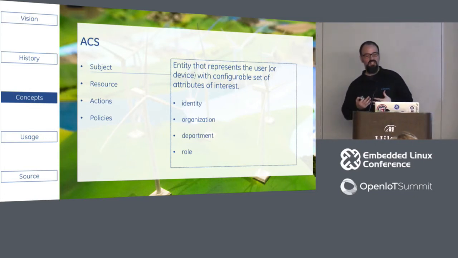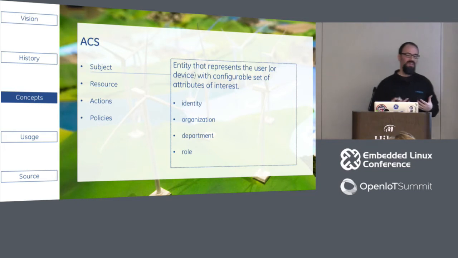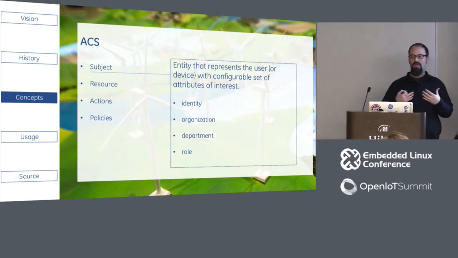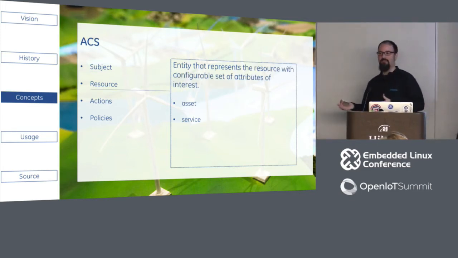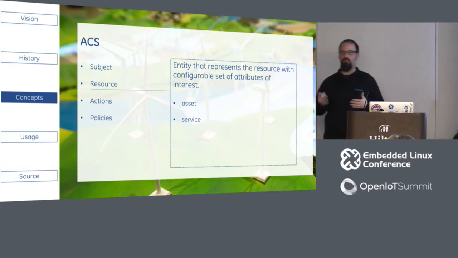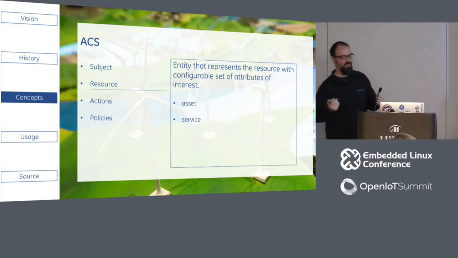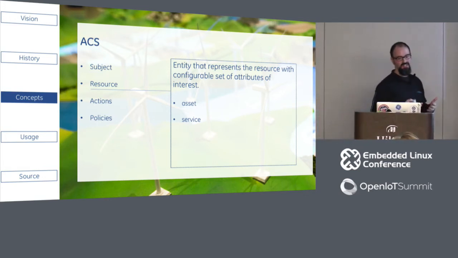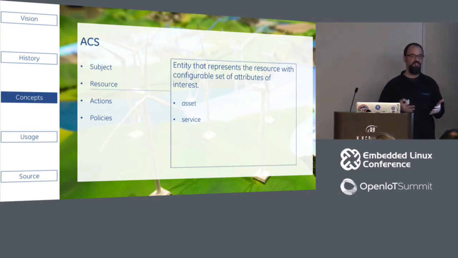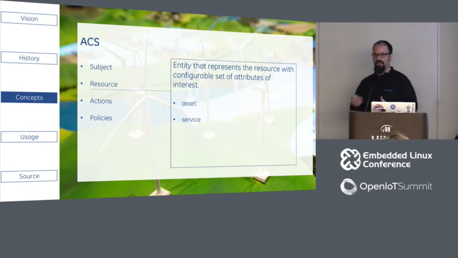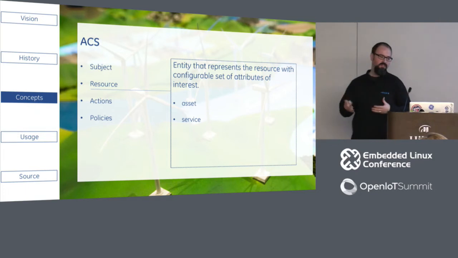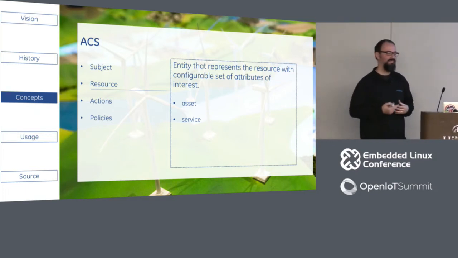Maybe I know what organization or department or role or any number of discoverable attributes for a particular subject or device. Then you have the resource, which device can be on this side of the equation as well. So in that, we're talking about machine to machine. But a resource represents the configurable set of attributes of interest for the thing that you're operating on. We tend to call them assets, but it could be a service, a RESTful endpoint as well, that's representing that asset.